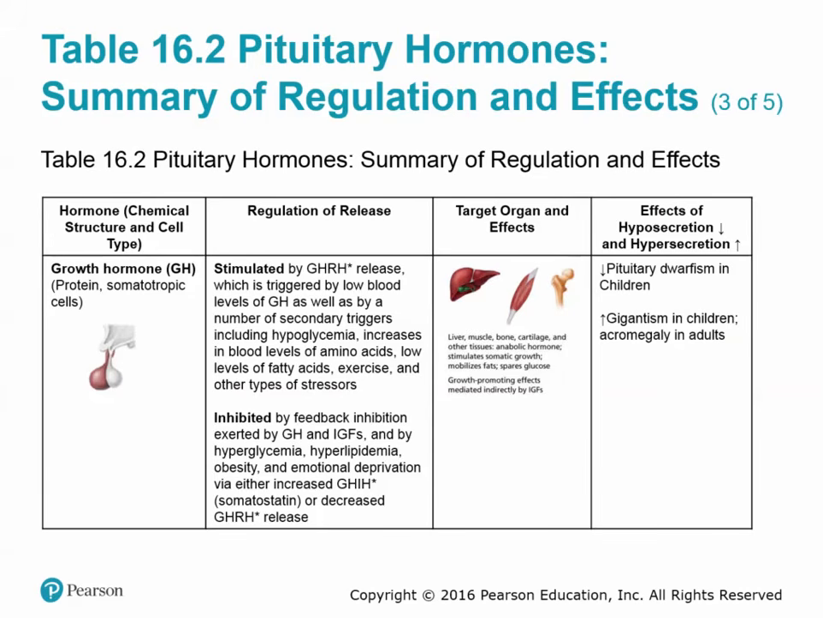Okay, so just to finish up with a summary of all of these pituitary hormones we've looked at so far. Growth hormone: we said primary targets were the bones and skeletal muscle, and it can also trigger the liver to release more glucose. Hyposecretion of growth hormone, so not enough, would result in pituitary dwarfism. Too much growth hormone would result in gigantism.